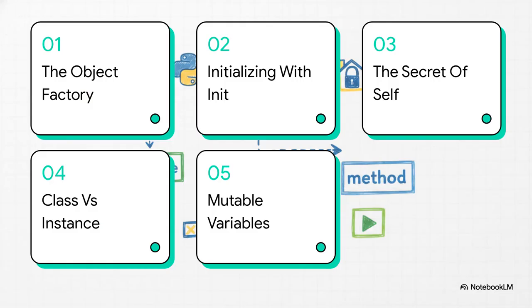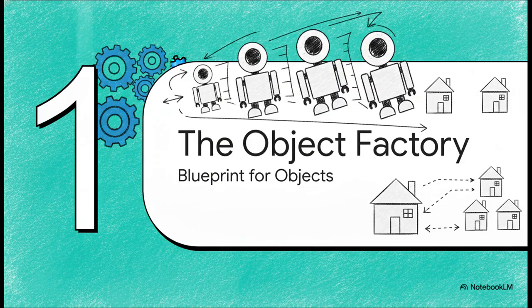Here's our roadmap for today. We'll look at the object factory concept, how we initialize with init, the real secret behind self, the difference between class and instance variables, and finally, the notorious mutable variable pitfall. Let's get right into it. Starting off with Section 1, the object factory concept.